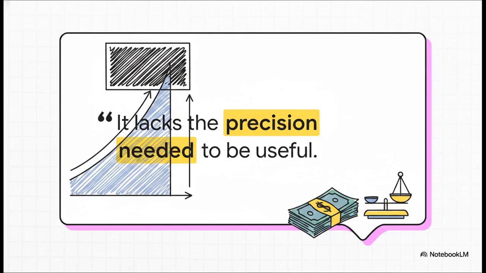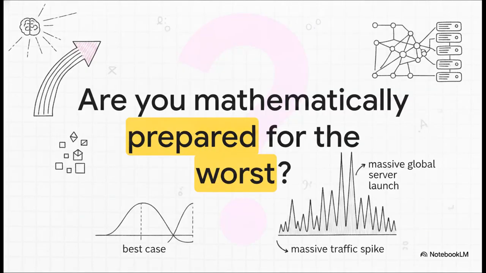A loose big O bound might be mathematically accurate, but it is totally useless for predicting actual server load. Engineers absolutely need that precision to allocate server resources correctly. Ultimately, knowing your bounds gives you the superpower of prediction. It completely removes the guesswork from software engineering and replaces it with cold, hard, mathematical certainty. Whether you're dealing with a tiny local app or a massive global server launch, asymptotic complexity is the tool that ensures your system stays stable.